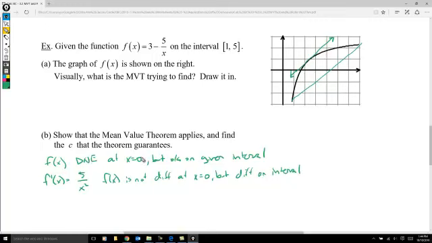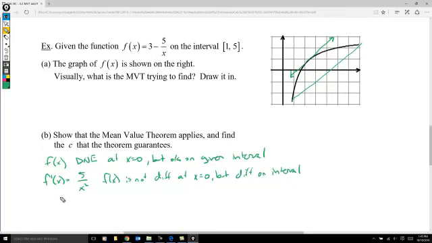It's not continuous at 0, but it is continuous on the rest of the interval. It's continuous everywhere but 0. It's also not differentiable at 0, but it's differentiable everywhere else. So because 0 is not on my interval, it's fine. So there's my justification.